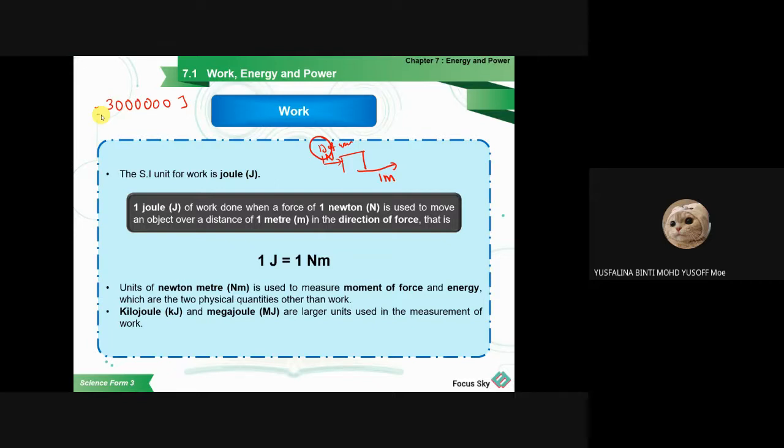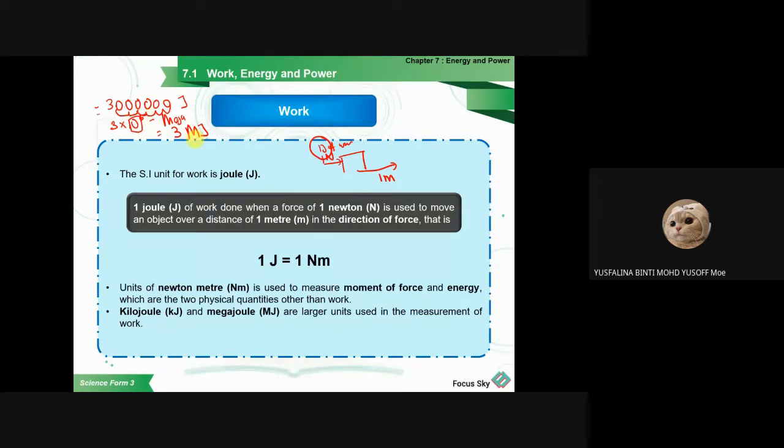You have to change it to standard form first. So counting 1, 2, 3, 4, 5, 6, it is 3 times 10 to the power of 6. You already learned prefixes in Form 1: kilo, nano, micro, deci, centi, milli. So 10 to the power of 6 is actually equal to mega, so you can just put 3 megajoule.